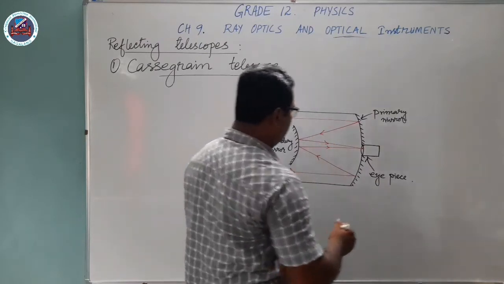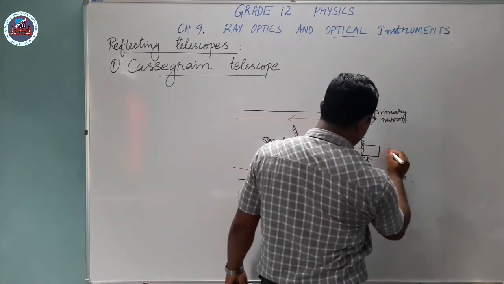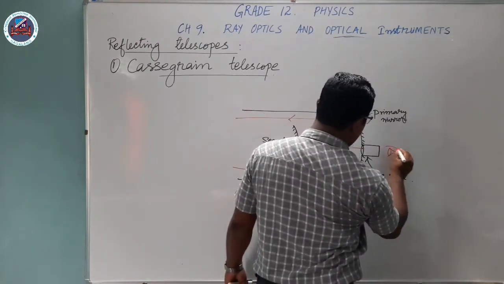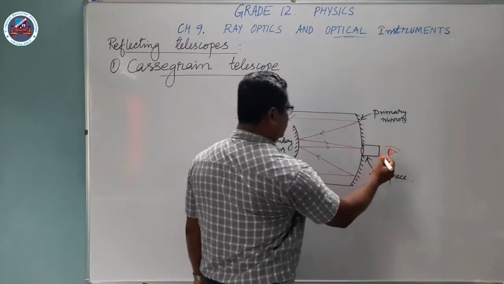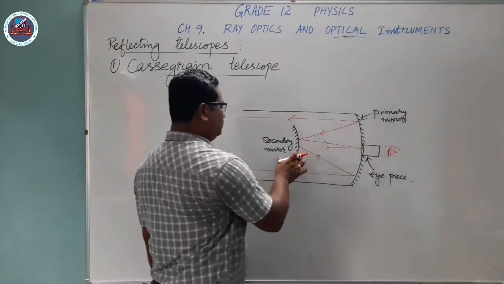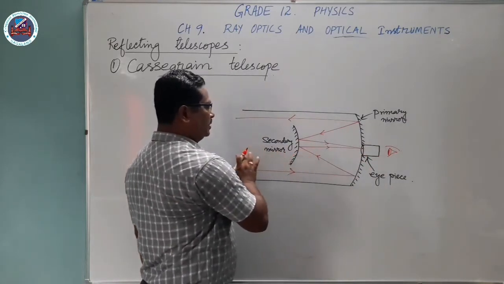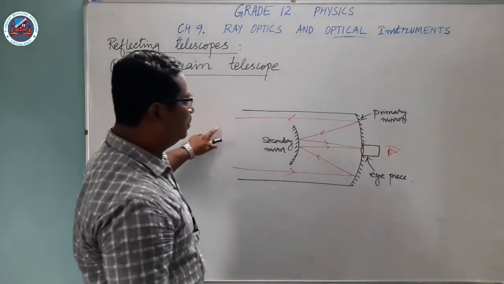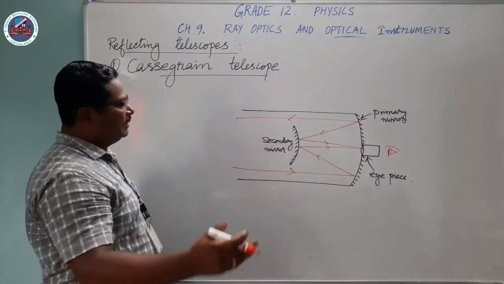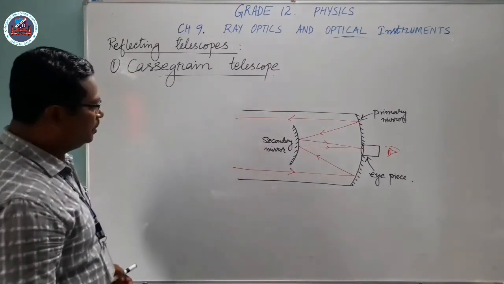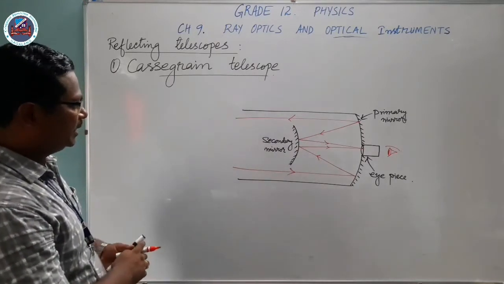So a person can view the image from here. A virtual image will be produced behind this convex mirror. So this is how it works, the working principle. Now let us see the second type of reflecting telescope, that is our Newtonian telescope.